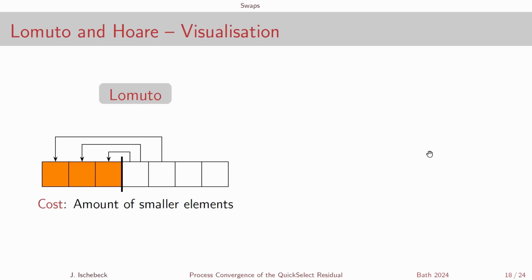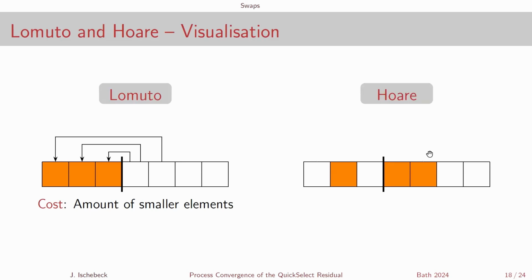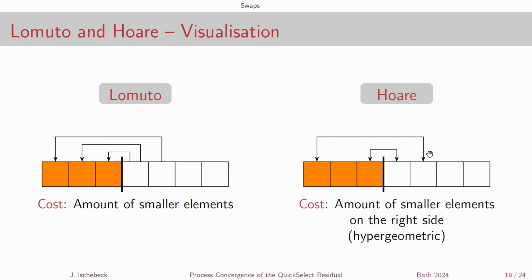But because Lomuto has to swap every smaller element to the left side, its cost is the amount of smaller elements. And a bit more intelligent is the Hoare scheme, which starts from both sides at once. It looks for smaller elements on the right side, bigger elements on the left side, swaps them, does this again, and you see it only needs two steps. And well, it's just the amount of elements that are on the wrong side.